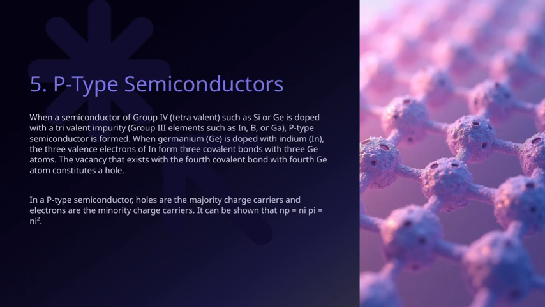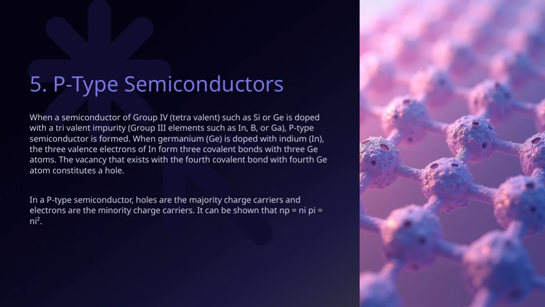Similarly, for holes and electrons, p times n equals n_i squared. Now, when we talk about group IV elements like silicon or germanium, which are tetravalent, they have 4 valence electrons. Doping them with a trivalent impurity such as indium, boron, or gallium creates a p-type semiconductor. Let's take germanium doped with indium as an example.